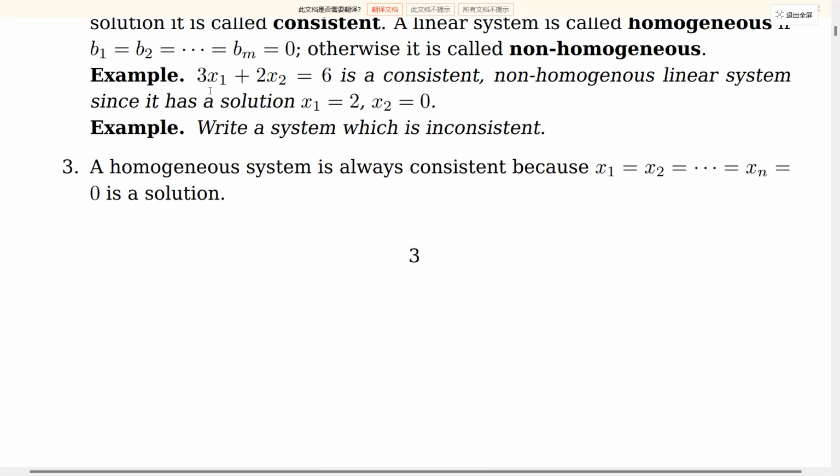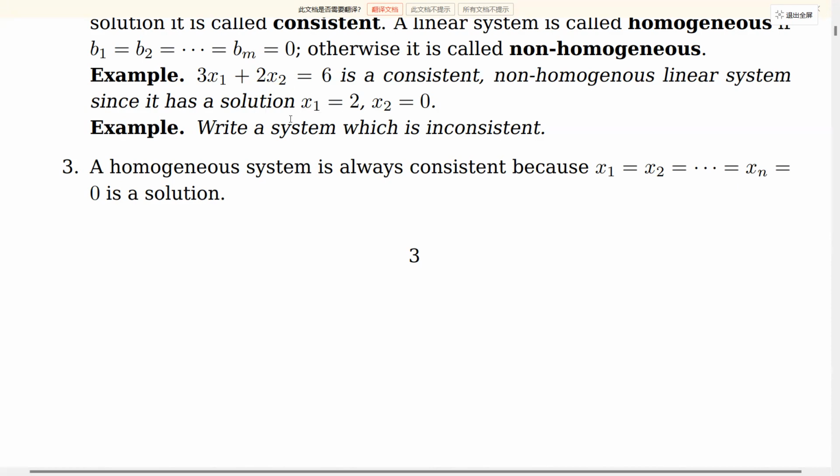So we have a linear equation 3x1 plus 2x2 equals 6. And this is a consistent system because you can easily find a solution to this equation. For example, if we plug in 2 for x1 and 0 for x2, you get 2 times 3, which is 6, plus 2 times 0, which is 0. So you get 6 on the left and 6 on the right.